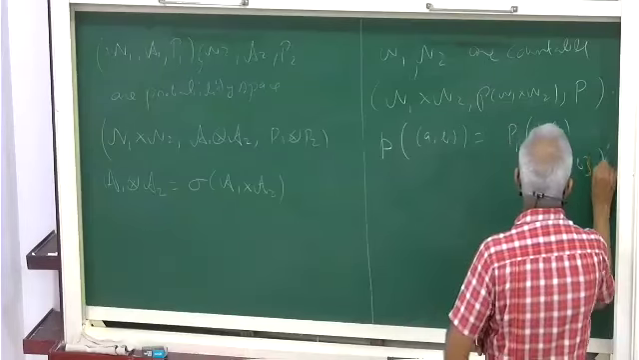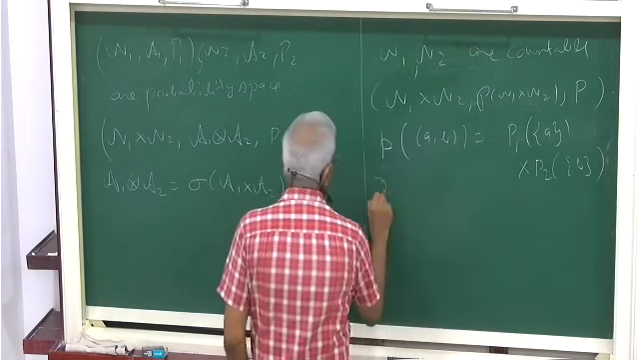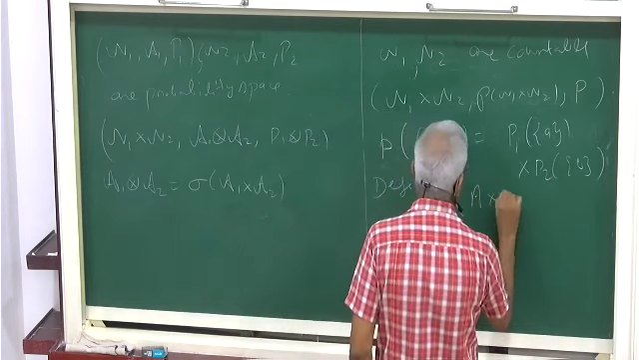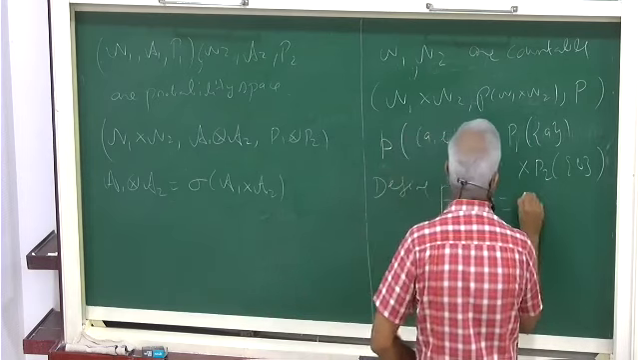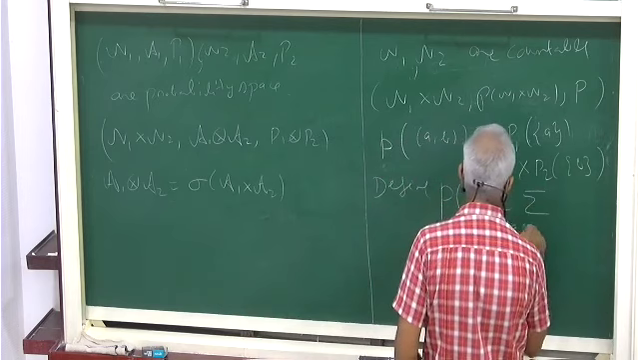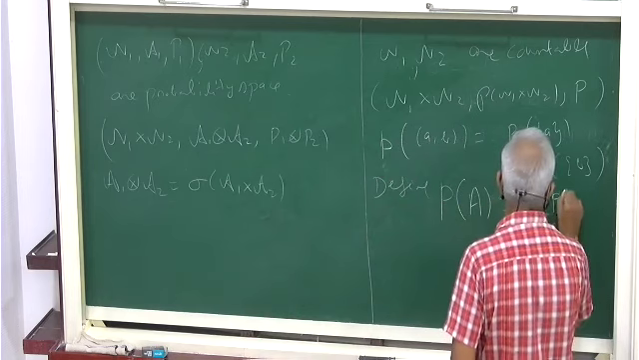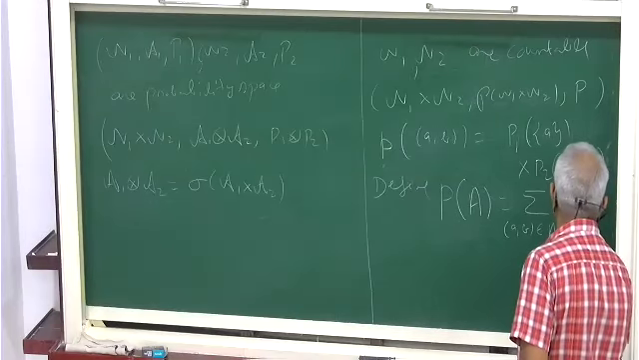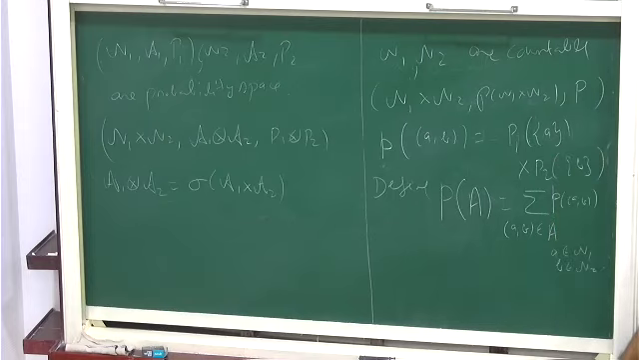Here I will put the small one when defining this P. Then you define capital P of any set A cross B, which is equal to the summation of all those P of (a, b) over a in A and b in B, where A is in omega 1, B is in omega 2. This will give a probability measure. This is the product measure, the product probability measure.